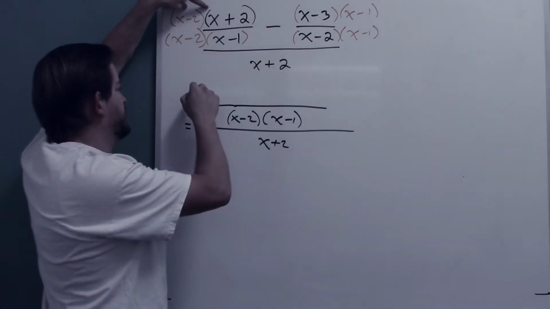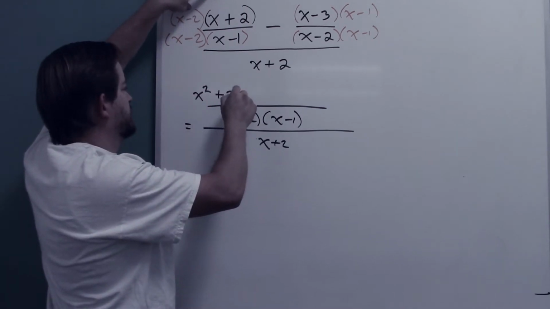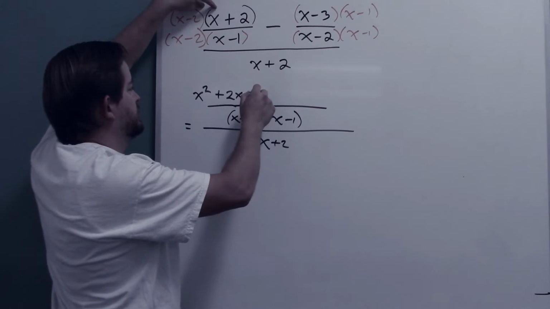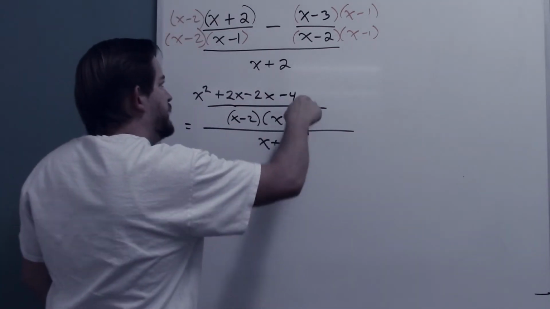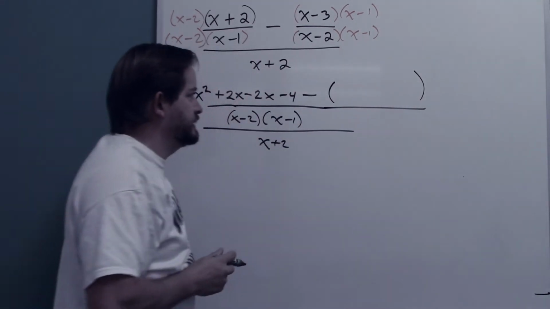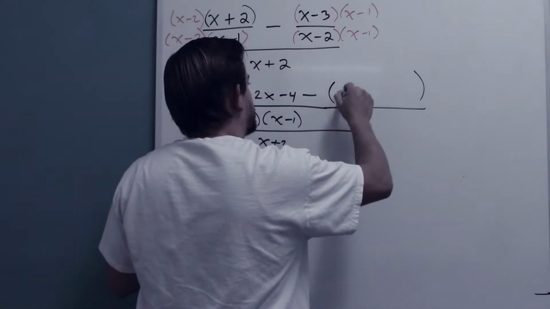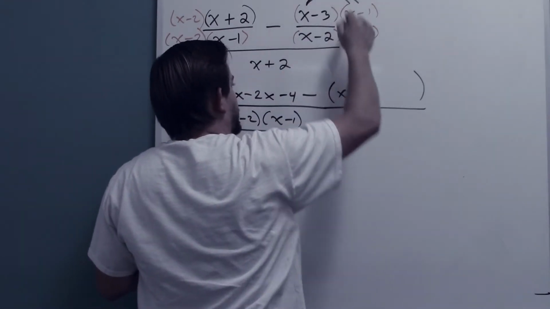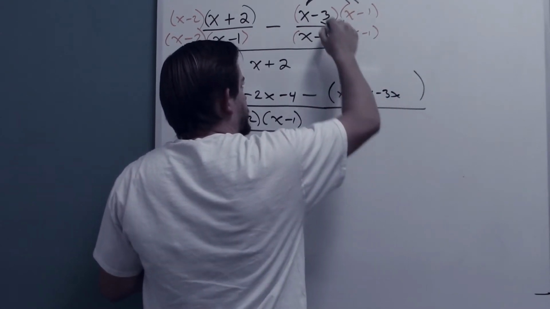I've got x squared plus 2x minus 2x, and then minus 2 times 2 is minus 4. And then minus the result of this FOIL, so whatever I get out of this, it's going to be minus that. So that is x squared minus x minus 3x and then plus 3.